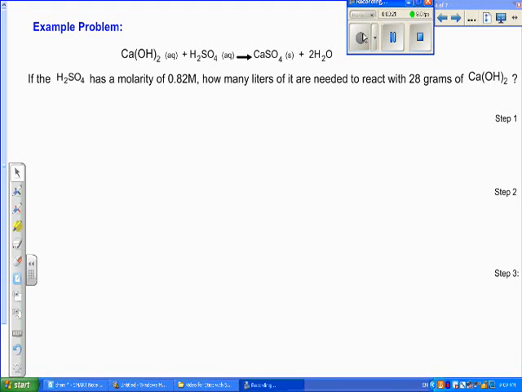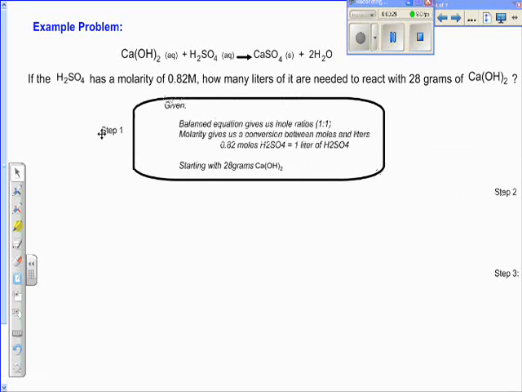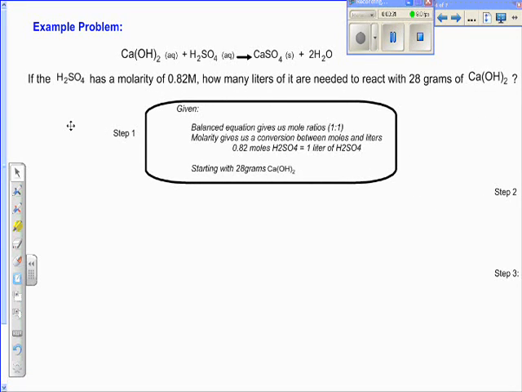Whenever I see a problem like this, it's important to understand the question before you begin. So that's where I start with step 1. You think about what is given. You are given the balanced equation. And why are you given the balanced equation? Well, it's so that you know the mole ratios.